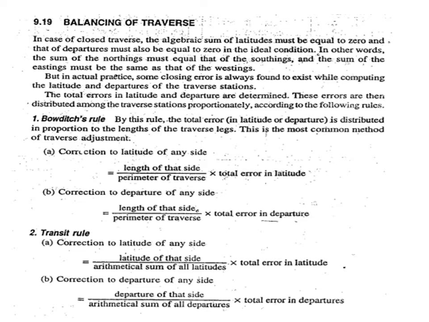Similarly, the second rule is the transit rule. In the transit rule, the correction to latitude of any side is calculated, and the formula is latitude of that side divided by the arithmetic sum of all latitudes multiplied by total error in latitude. Similarly, we can calculate the correction to departure of any side, and the formula is the departure of that side divided by the arithmetical sum of all departures multiplied by total error in departure.